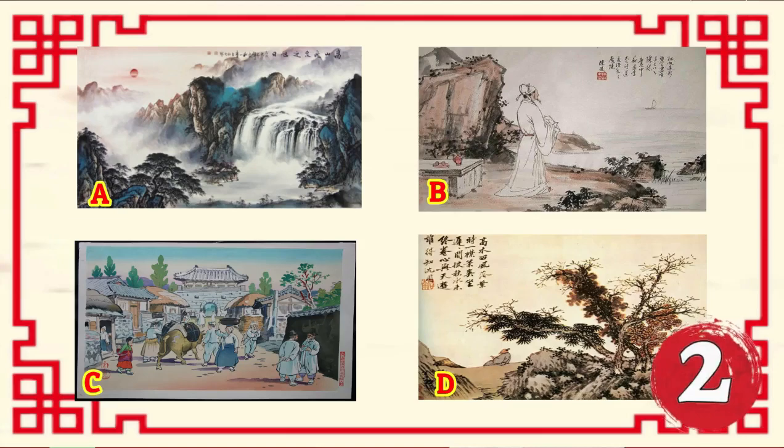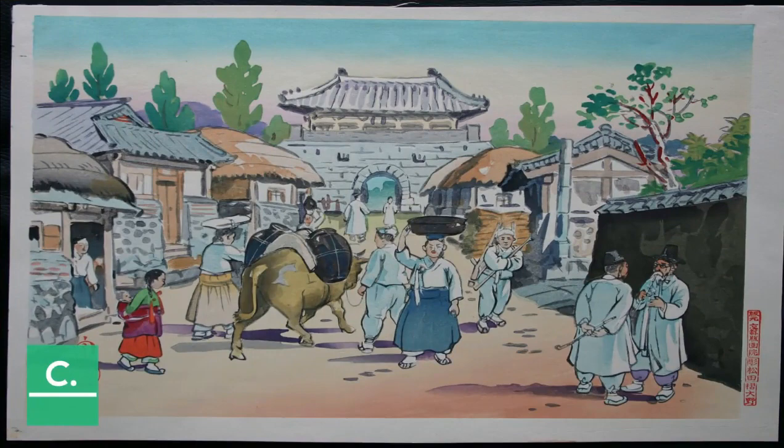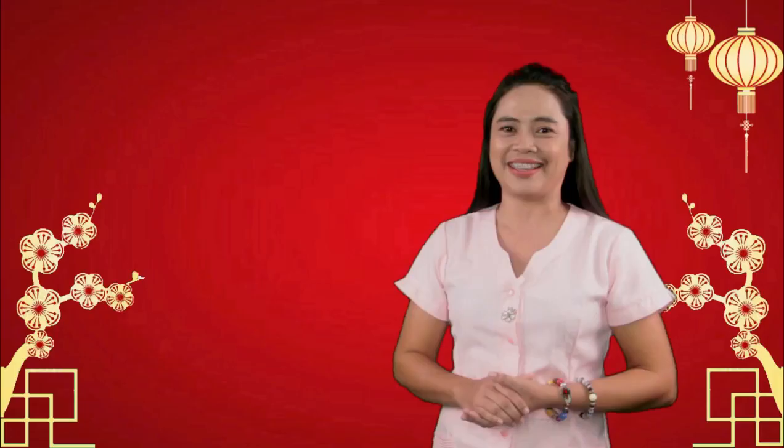Your time is up. Let's reveal the answer. The painting which does not belong to the group is Letter C, because it is a woodblock print showing the ordinary living of Japanese people near Mount Fuji. Let's proceed to the second question.